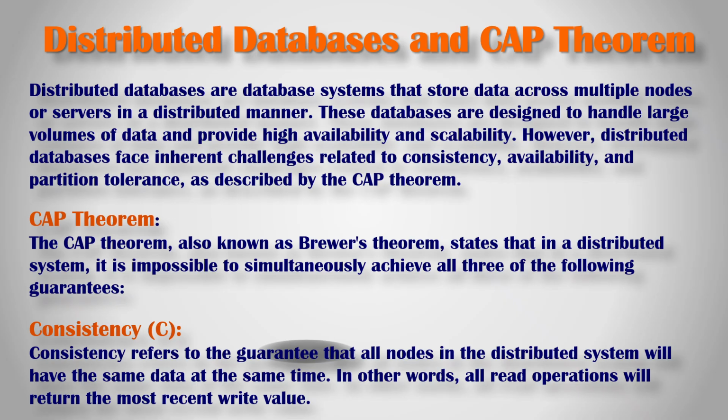CAP theorem. The CAP theorem, also known as Brewer's theorem, states that in a distributed system, it is impossible to simultaneously achieve all three of the following guarantees. Consistency. Consistency refers to the guarantee that all nodes in the distributed system will have the same data at the same time. In other words, all read operations will return the most recent write value.